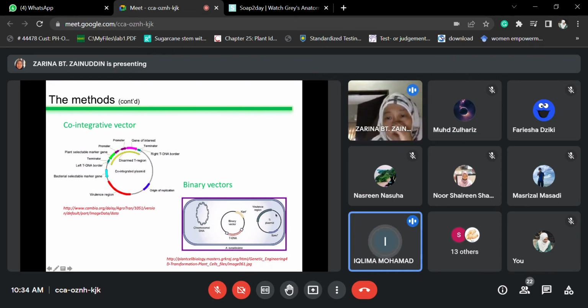You can see this is agrobacterium cell. Tapi dia dua plasmid. Satu carry the tDNA region, satu carry virulence region. This is berbeza dengan co-integrative vector, which is the virulence region dengan tDNA region located on the same plasmid. Boleh? Okay, nampak? Faham.